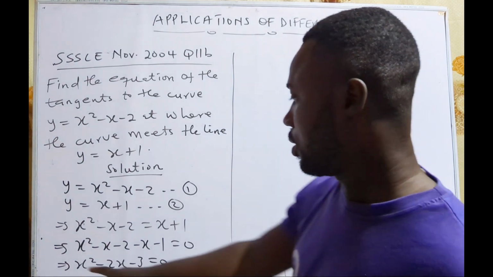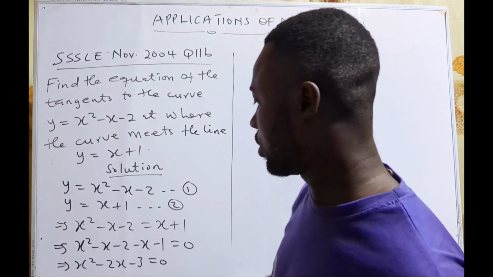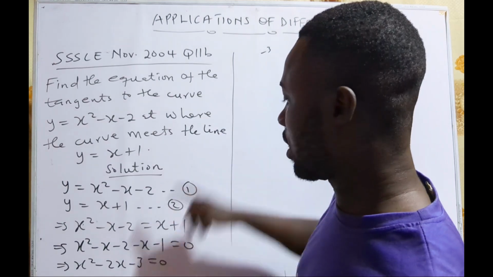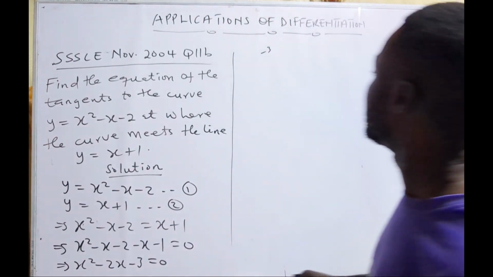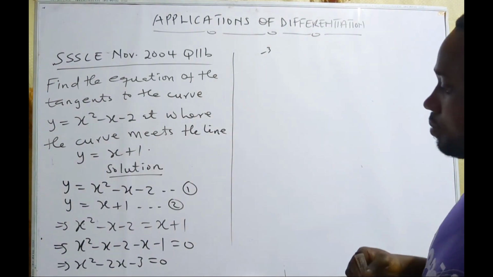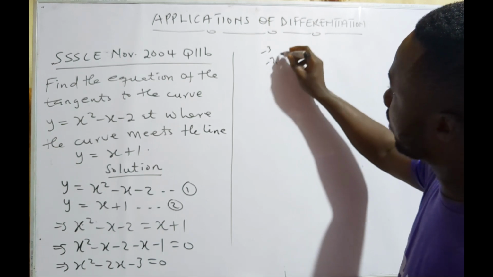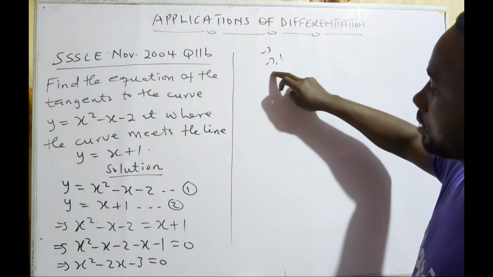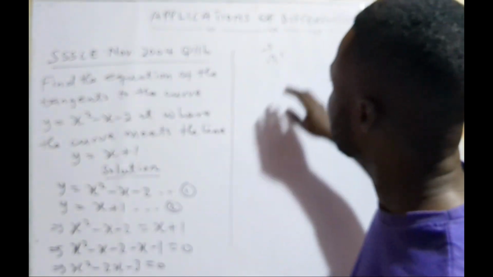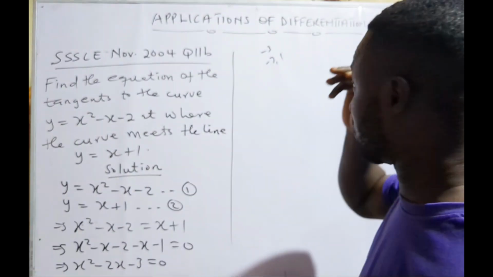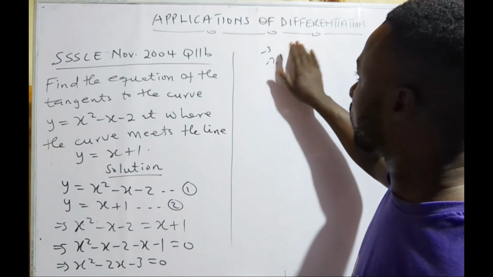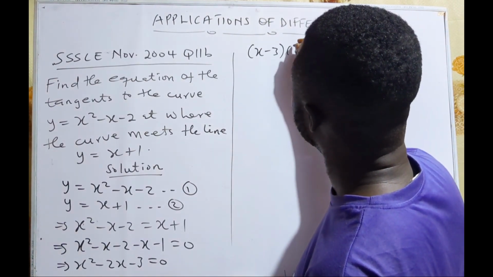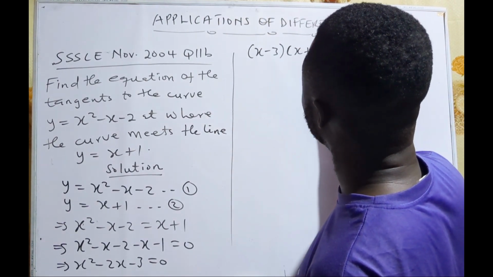Alright, so the coefficient of x squared is 1. You multiply by the constant, minus 3. Two factors of minus 3 that will give me minus 2 when I add: that can be minus 3 and 1. Minus 3 times 1 will be minus 3, and minus 3 plus 1 will give me minus 2. So when I factorize this, it is x minus 3 and x plus 1 equal to 0.